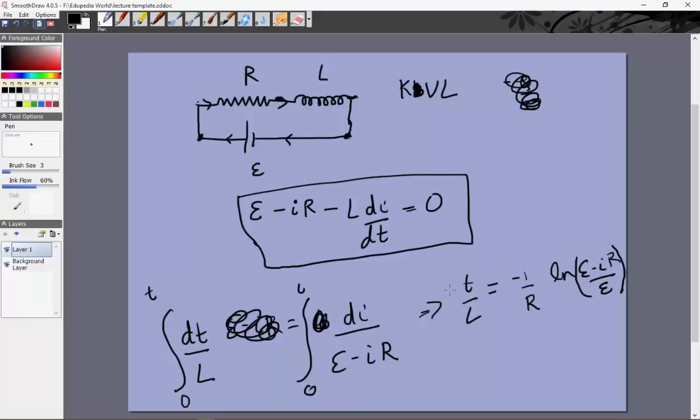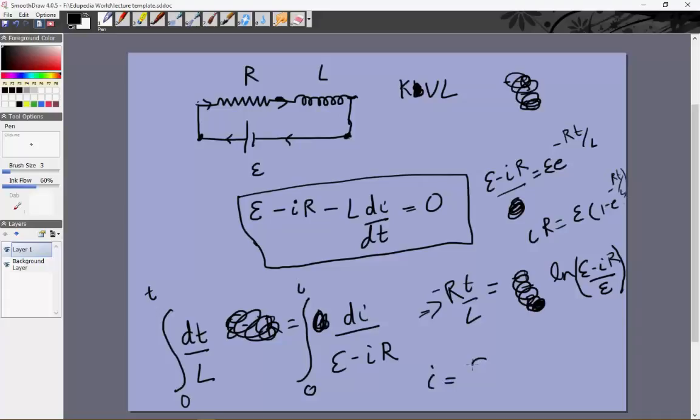Right? So we'll just take R towards this side, take the minus towards this side, and then we'll take it to the power of E. So the equation we get is E minus IR by E is equal to E to the power minus RT by L. Right, E goes to this side, and from that we get IR is equal to E times 1 minus E to the power minus RT by L. So the final equation which I'll write down: I is equal to E by R times 1 minus E to the power minus RT by L. Okay. So this is the equation.